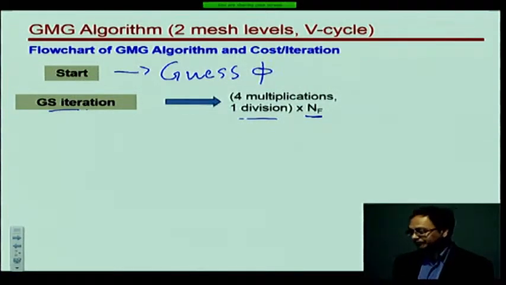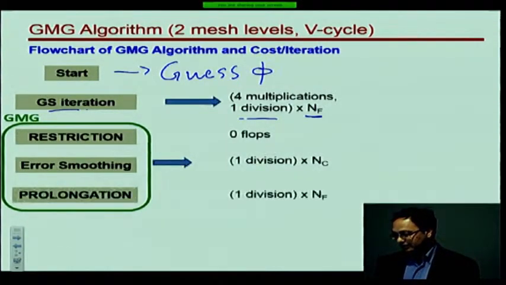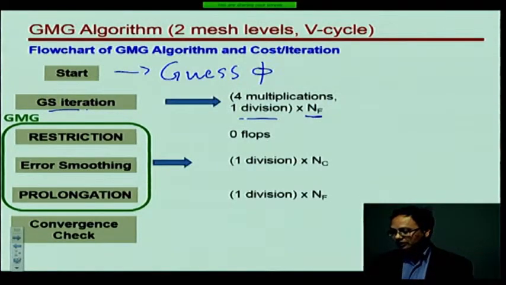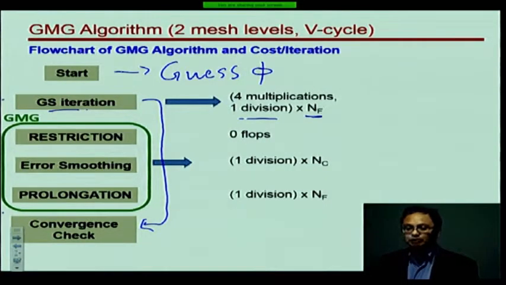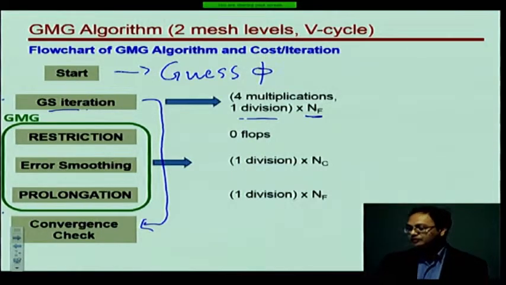Normally, from here we would go directly into the convergence check, and if it doesn't converge, we would go back and keep doing this. That's our straightforward Gauss-Seidel. But now we're taking a detour. We're not going from here to here directly. Instead, we are going into the geometric multigrid algorithm.